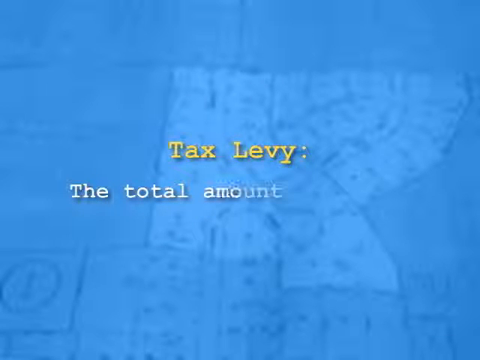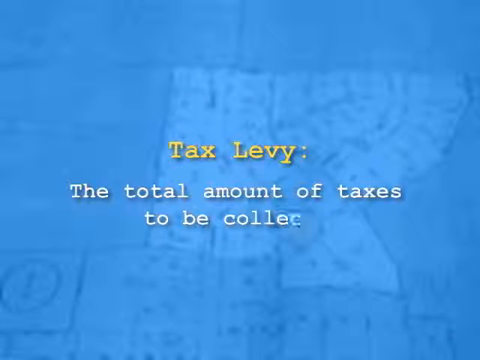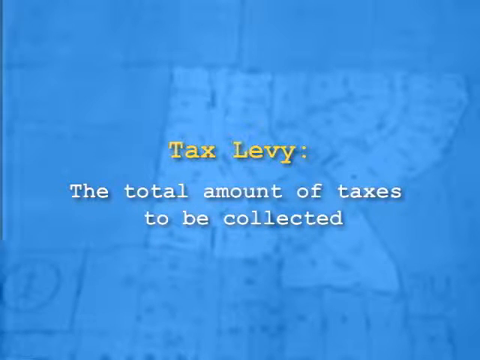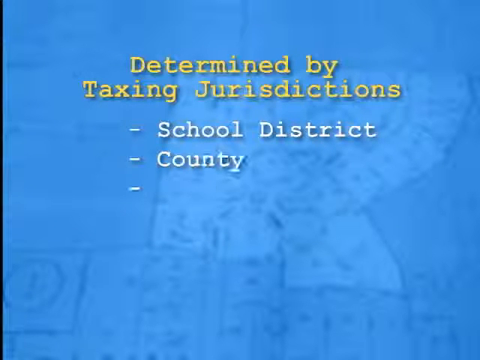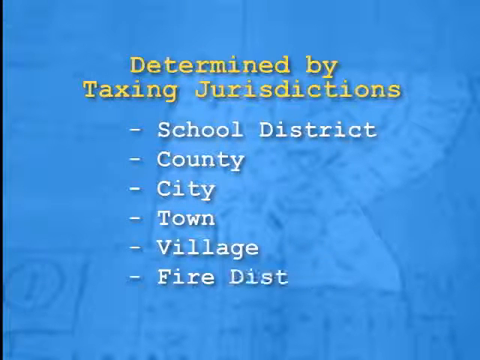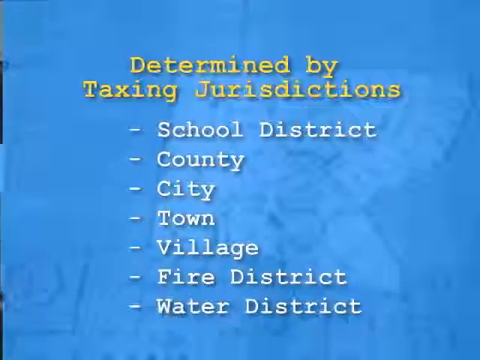The total amount of property taxes to be collected, also known as the tax levy, is determined by the taxing jurisdiction, the school district, county, city, town, or special district, such as a fire or water district. Once the total amount of taxes to be collected is determined, the taxes are allocated based on property assessments. Your property's assessment is determined by an assessor, and let me begin by saying that this is not an easy job.